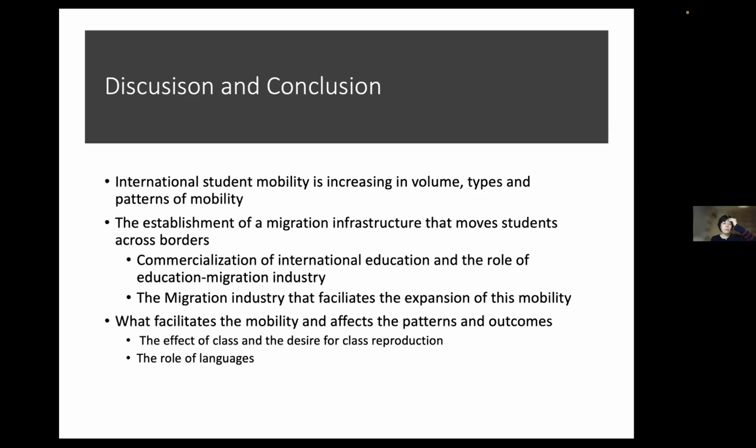The other thing is the role of language. I think it really affects students' outcomes, not only where a student goes, but also whether their credentials will have market value, and whether they will be able to enter the labor market smoothly and achieve a career.